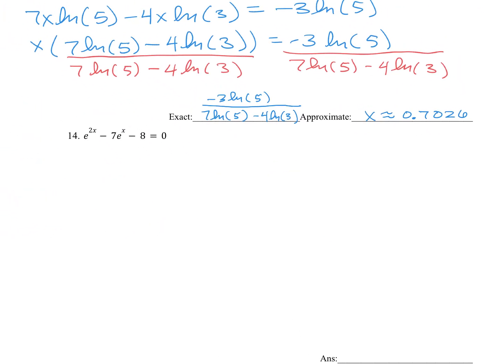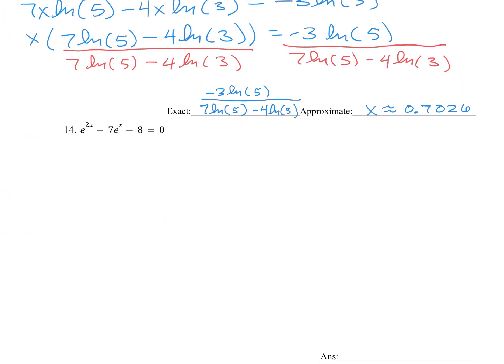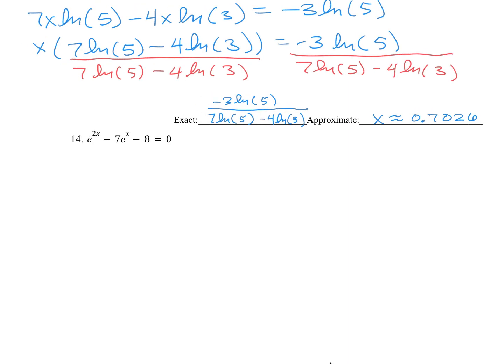All right, so for the next problem, this one's a little different because you'll notice that it's got the exponential function showing up a few times. So when you first think about this problem, you should hopefully be thinking that it might look familiar. In fact, it looks a little bit like a quadratic equation. I'm going to rewrite this as e to the x squared minus 7 times e to the x minus 8 equals 0.